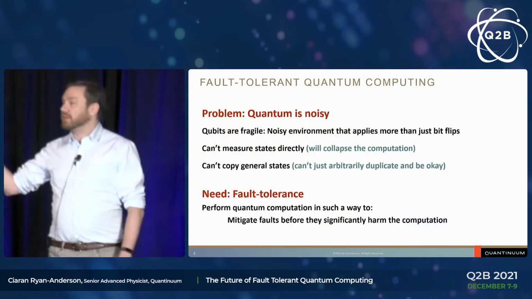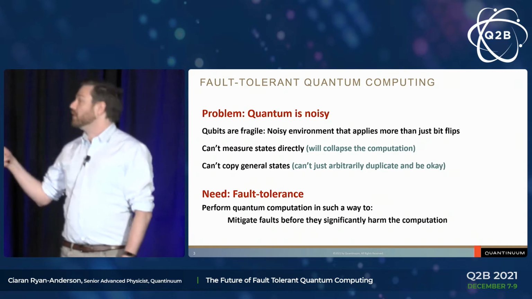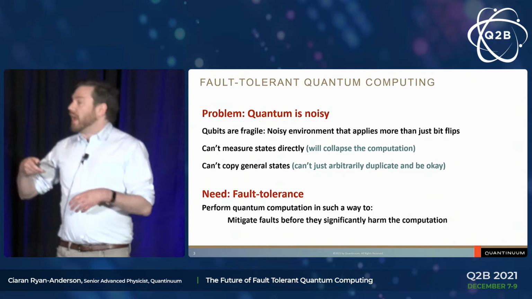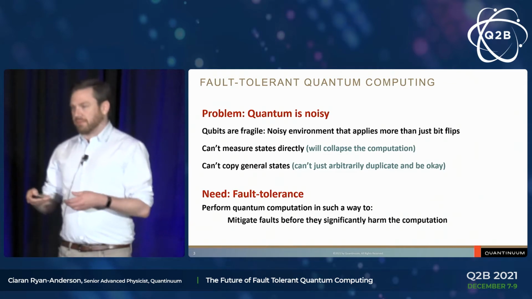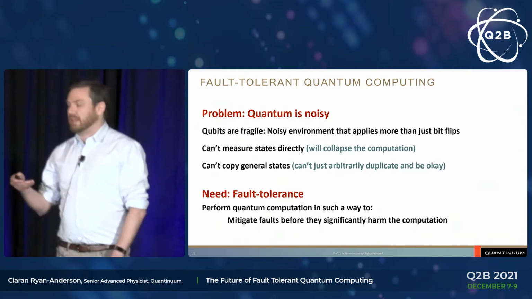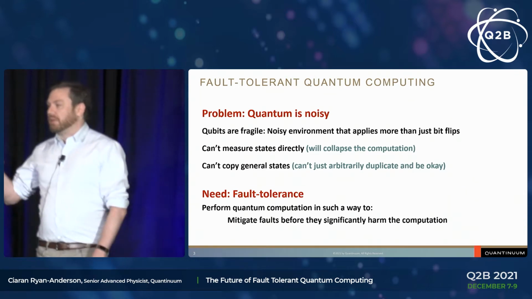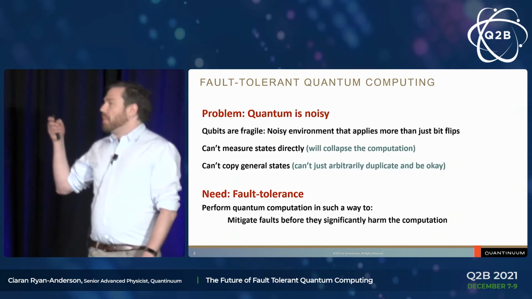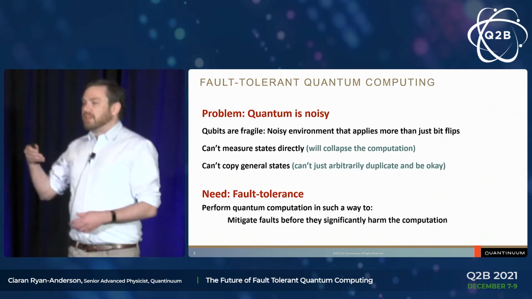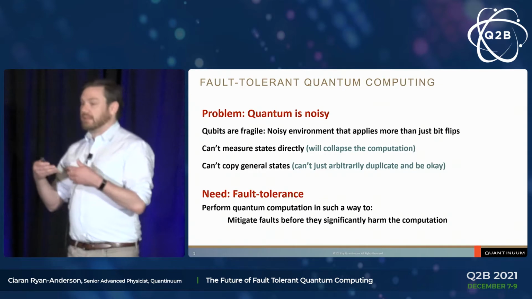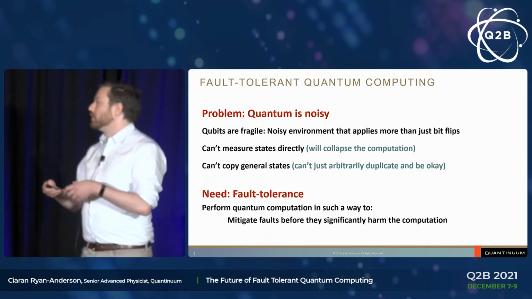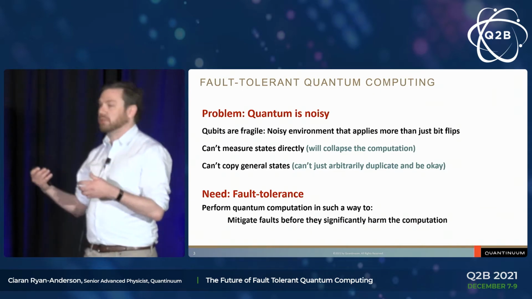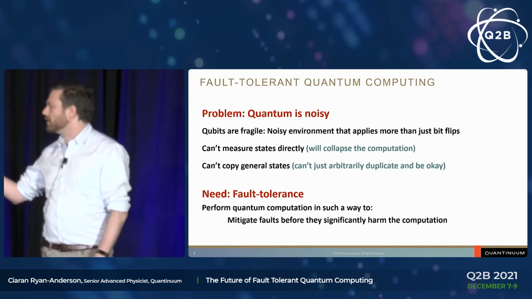So we know, of course, that qubits are really noisy. The environment rapidly interacts with them, and it applies not just bit flip noise, like for classical computing, but also phase flips, potentially leakage, measurement errors, and so on. Also, due to the nature of quantum mechanics, these states can be difficult to protect. You have to do something more complicated than what you do in classical error correction.